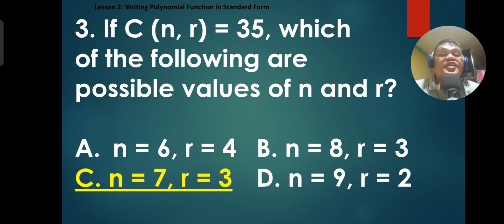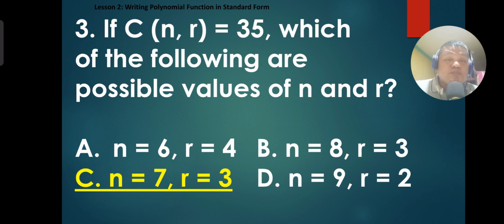Number 3. If combination of n objects taken r at a time is equal to 35, which of the following are possible values of n and r? So using the formula, letter C is our possible answer. We have n is equal to 7 and r is equal to 3.